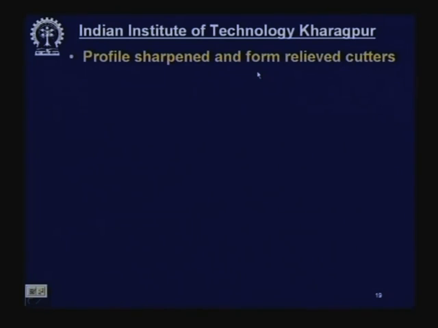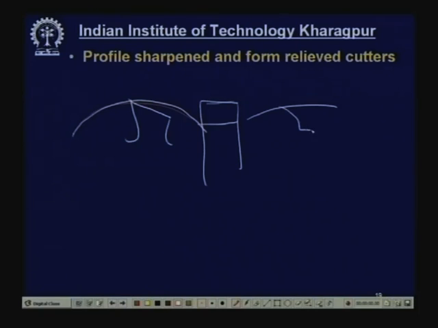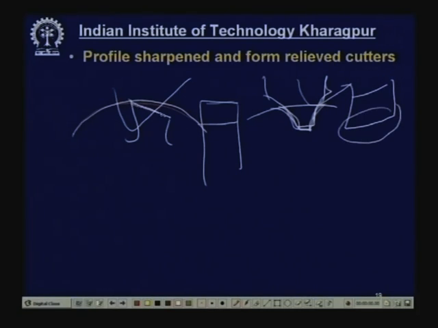Now, the profile sharpened and form relief cutters. You remember the milling cutters, this has got this kind of tooth and another. So, here the cutting tooth is like this. So, this is a flat cutting tooth, and in another case, suppose you want to produce the gear tooth profile, the tooth will be like this. This is called profile sharpened milling cutters, this is called form relief milling cutters, and here the tooth will be like this. This is Archimedean spiral and this is flat.